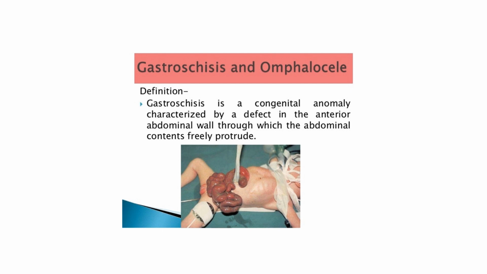So let's start with gastroschisis. The definition says that gastroschisis is a congenital anomaly characterized by a defect in the anterior abdominal wall through which the abdominal contents freely protrude. So in gastroschisis, the internal organs of the abdomen protrude outside of the baby. Here you can see in this picture that the internal organs of the abdomen, the large intestine as well as the small intestine, have come out, right? So this condition is called gastroschisis.